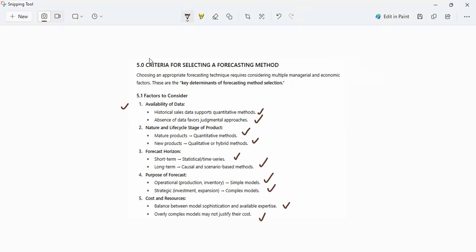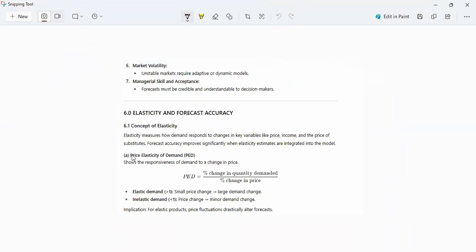Now let's look at the types of elasticities that we have. How many types of elasticities do we know? We have price elasticity of demand. Elasticity basically measures how the market responds to changes in key variables like price, income, and price of related goods like substitutes and complements. Forecast accuracy will improve significantly when elasticity estimates are integrated into the model. Price elasticity of demand shows the percentage change in quantity demanded over price.